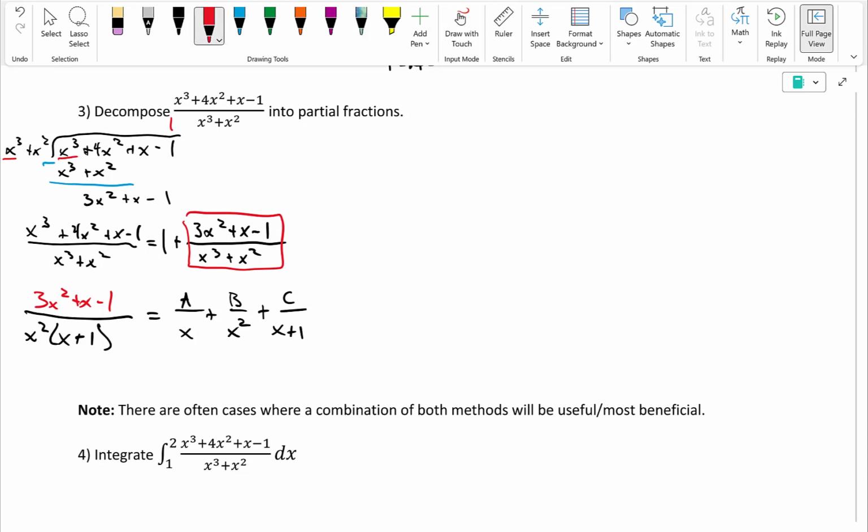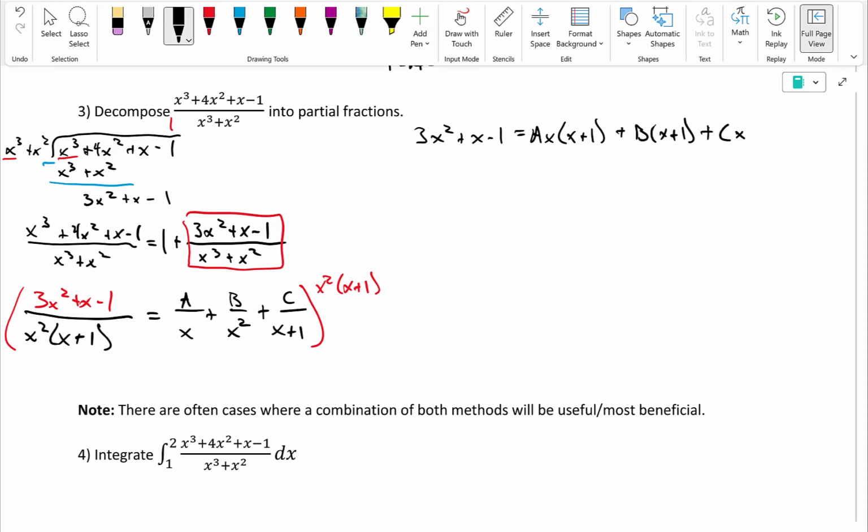So we're going to multiply again, both sides here, by that LCD, x squared times x plus 1. And then we'll write our remaining stuff up over here. So we get a 3x squared plus x minus 1 on the left. And on the right side, that a is going to be multiplied by an x and an x plus 1. The b is getting multiplied just by x plus 1 because it already has x squared. And when we distribute it into the c, the x plus 1's gone, so we get a cx squared.